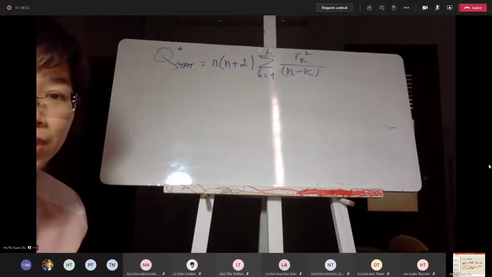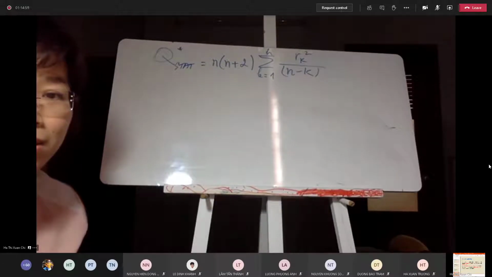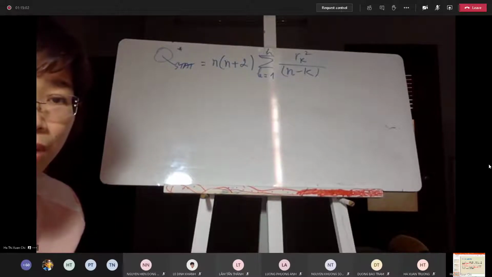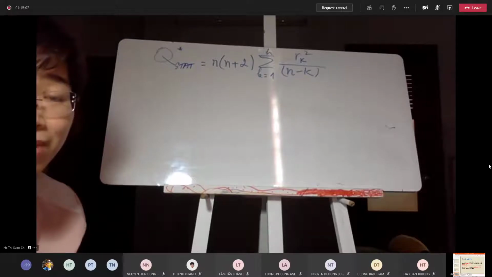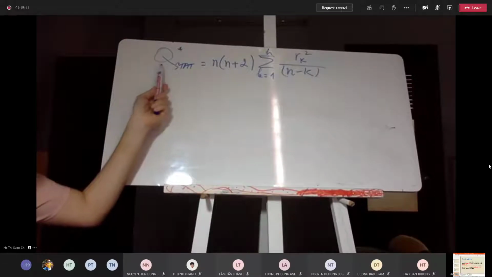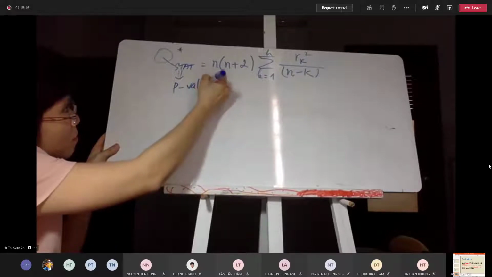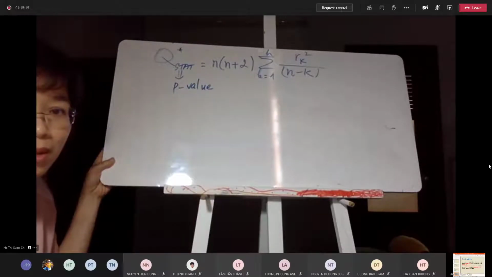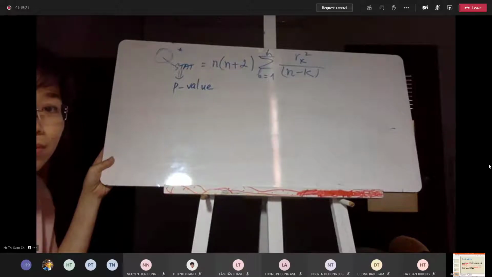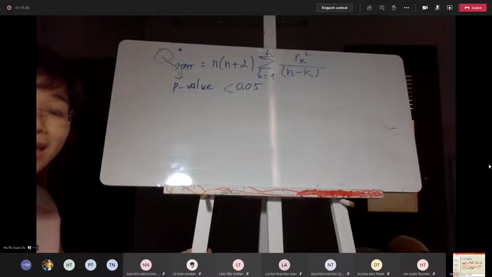When we use that test, we also consider the p-value associated with Q star. If the p-value is less than 0.05, the model is inadequate.